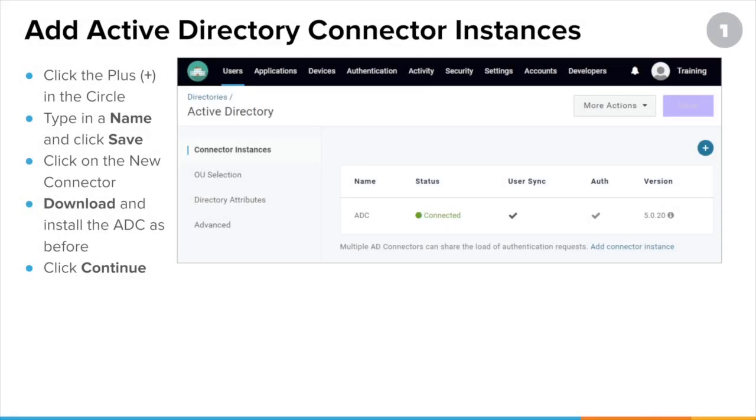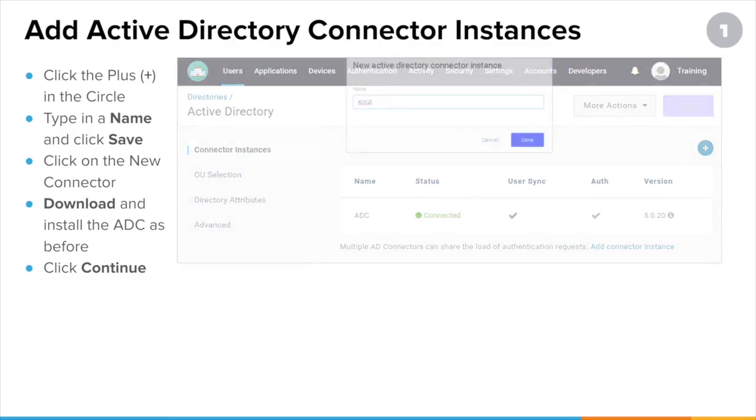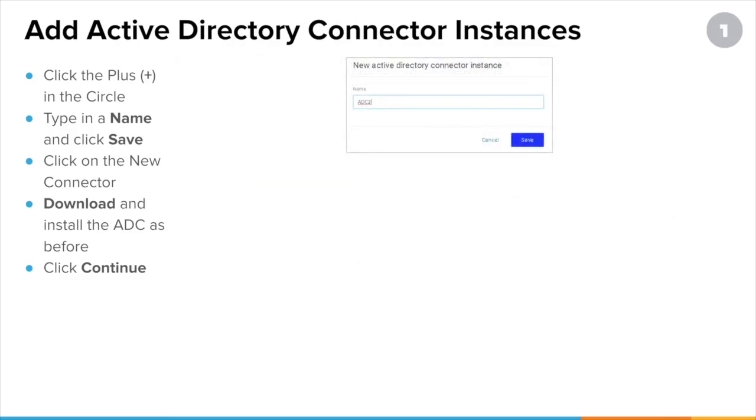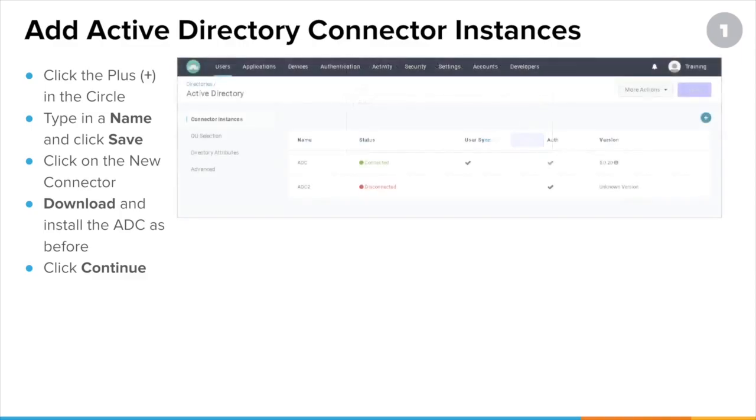Also, it is best practice to have multiple Active Directory connector instances, meaning that you want to install that Active Directory connector software on more than one member server. To do so, just click on that plus button towards the right-hand side. Make sure to give it some sort of name. Server name works nice, so at least you can find it later on. And then select the new connector instance you've added here, in this case the ADC2 that currently says disconnected.